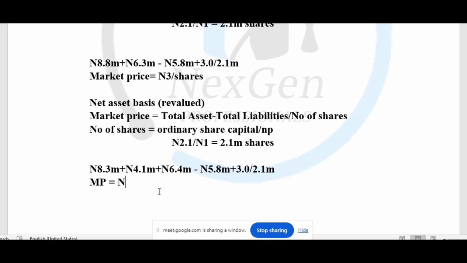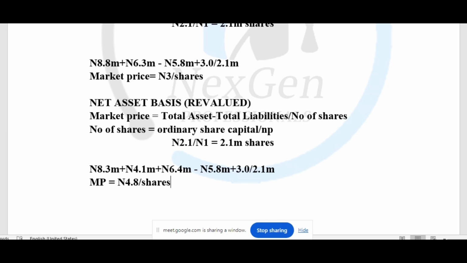Quickly now, class. 4.8. 4 naira, 8 kobo per share, right? So this is the market price, using this revalued base method, right? This is the market price.